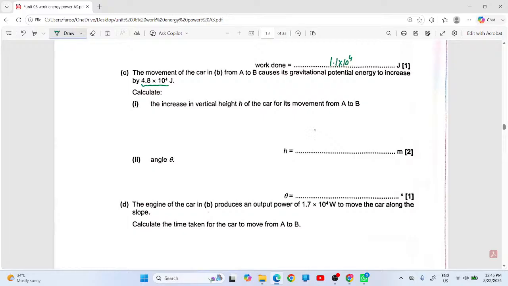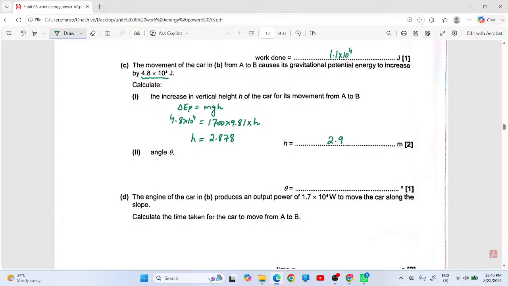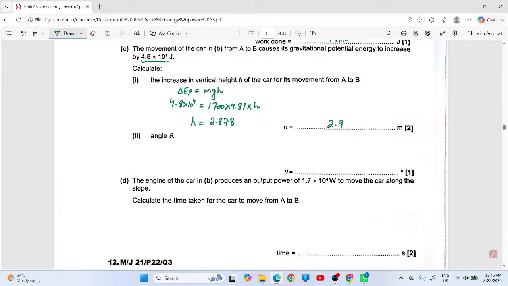Gravitational potential energy is equal to mgh. The gravitational potential energy is 4.8 times 10 raised to power 4, m is 1,700, multiplied by 9.81 multiplied by height. Height is h. So height will be 2.87. Next is theta. h is equal to 25 sine theta.